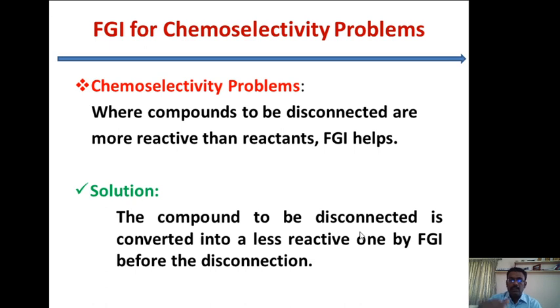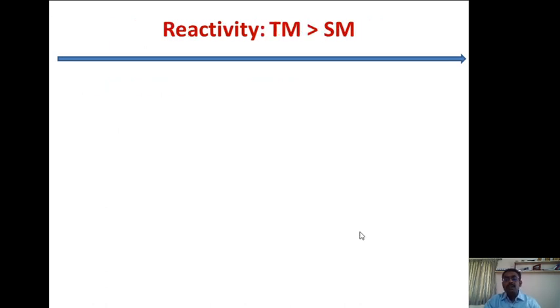Okay, this is what you have to remember here. We are using this functional group interconversion where the target molecule is more reactive than the starting material. For example, you are given this amine as a target molecule. It is a secondary amine, isn't it? It is a secondary amine.